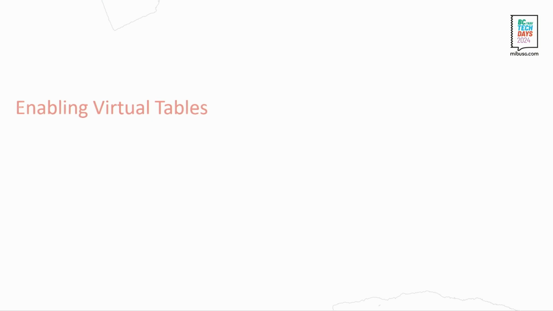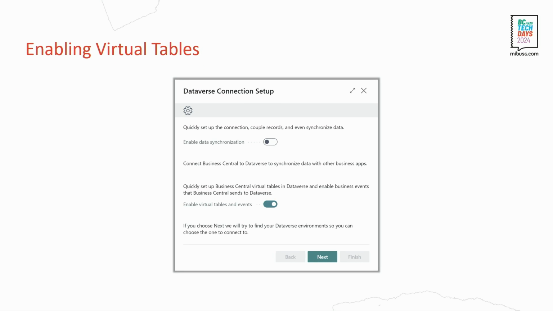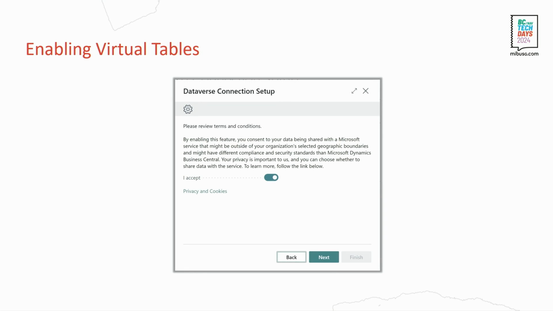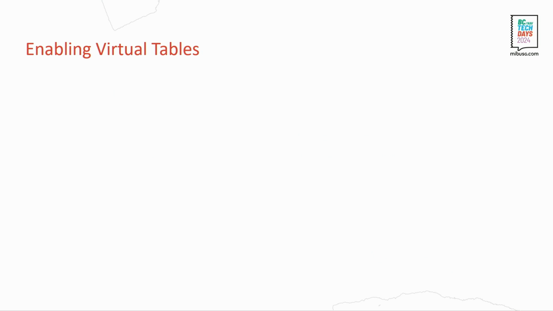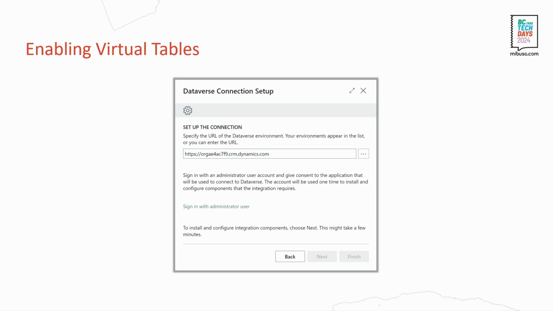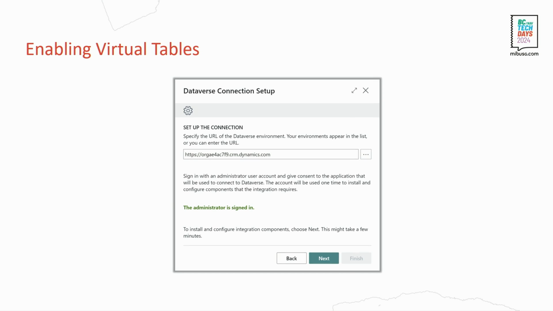And the story is similar to DataSync. So we need to go to assisted setup and run Dataverse connection setup. But this time you will select that you want to enable virtual tables and business events. Once you enable it, you need to accept the terms and conditions as well. Then choose your Dataverse environment. In this case, it can be the same one that you are using for your DataSync. Then you will sign in with your admin account. And then, of course, when you sign in, you will need to install this application that is responsible for the connection between Business Central and Dataverse.